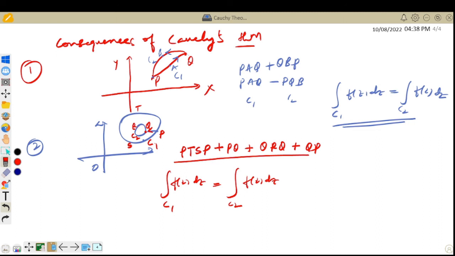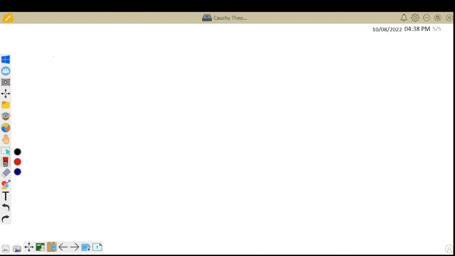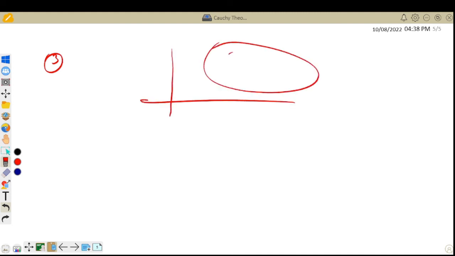Let me go for the third consequence. Look, I have one curve here containing so many curves. So again, I'm using cross cuts here. This curve is C, and you can call these C1, C2, C3, C4.